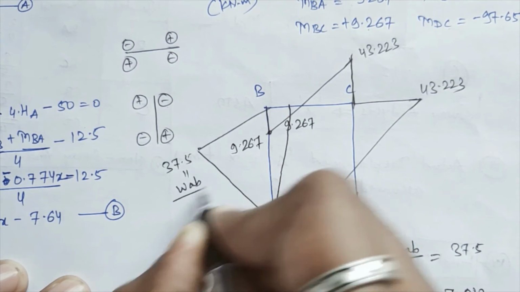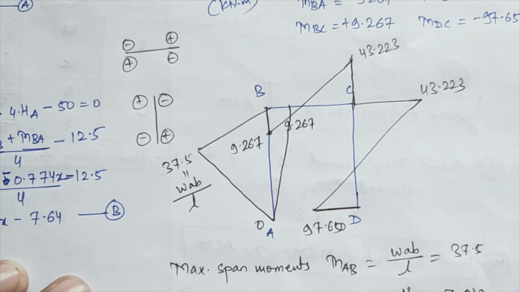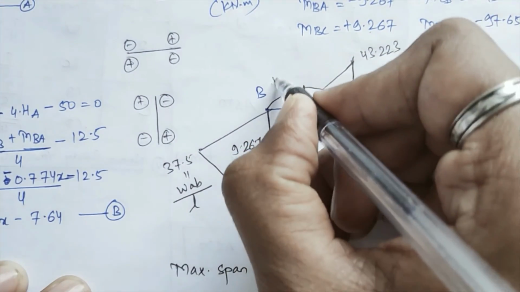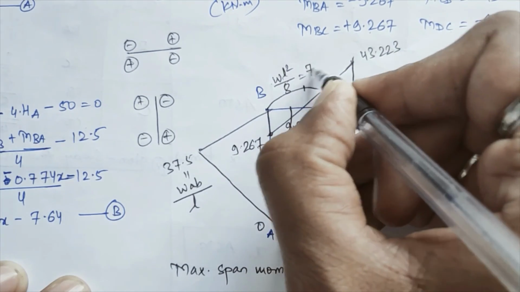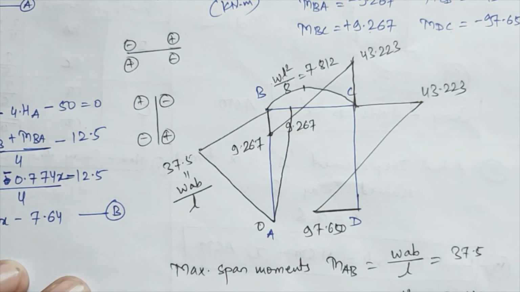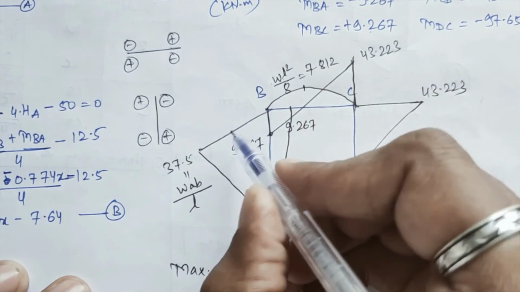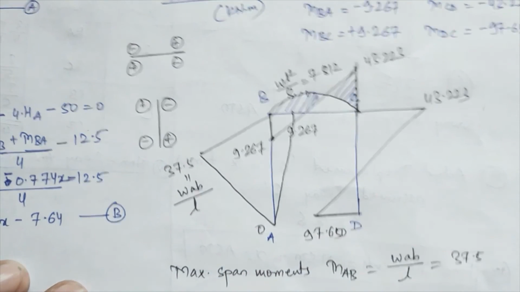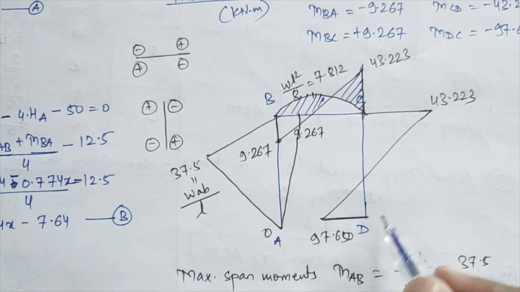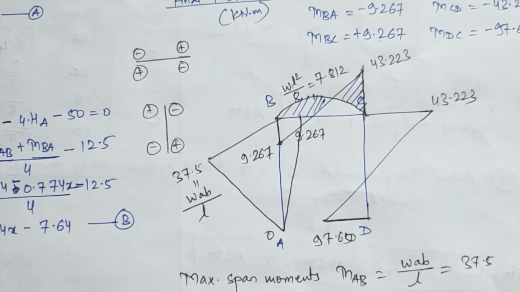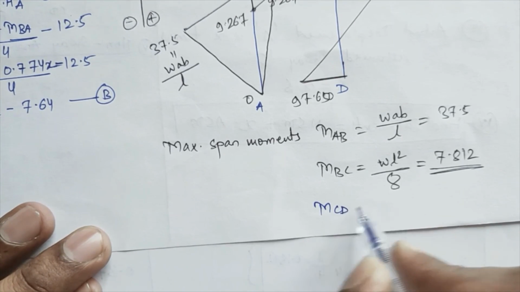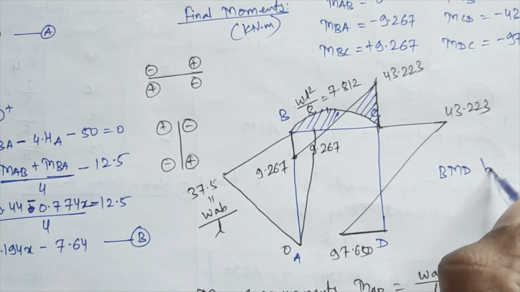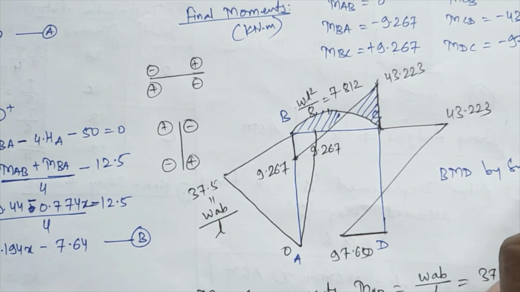This is equal to WAB divided by L, and here this will follow a parabolic path, 7.812, that is WL square by 8 is equal to 7.812. What you have to do is shade the superimposed part here. Here there is no superimposed part, so no need of shading. And here you are not having any loading, so your maximum span moment there comes equal to 0, or you can write MCD will be directly equal to 0. So this will be your BMD by superposition.